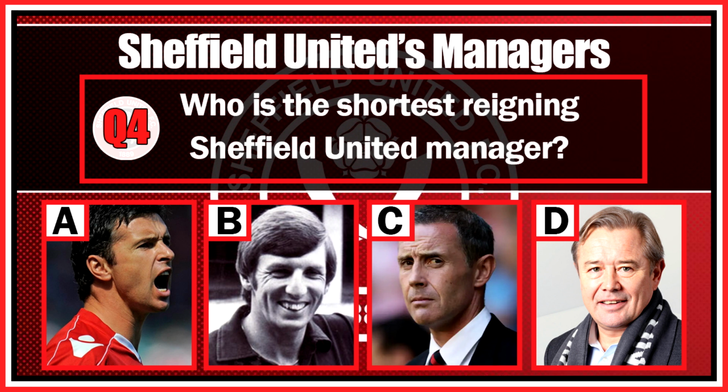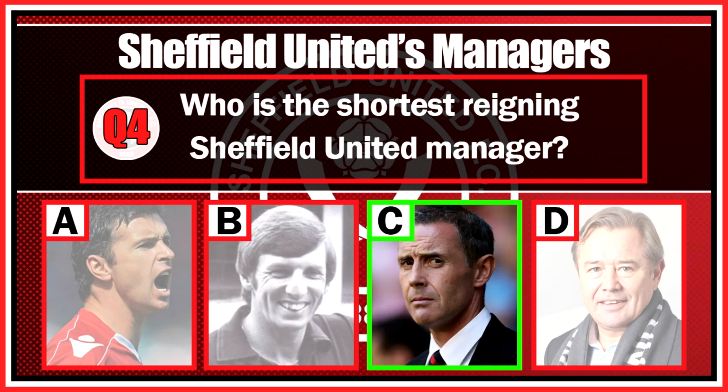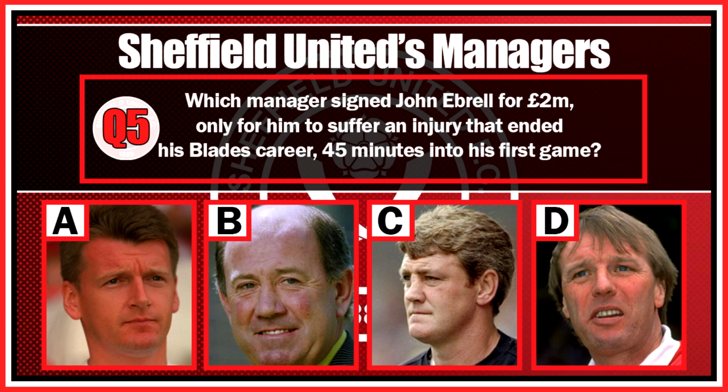In question 4, I asked you, who is the shortest reigning Sheffield United manager? Was it A, Gary Speed? Was it B, Martin Peters? Was it C, David Weir? Or was it D, Adrian Heath? And the answer was C, David Weir. David Weir was the Blades manager between the 10th of June and the 11th of October in 2013. He only managed the club for 13 games, winning 1, drawing 2 and losing 10. And he had a win percentage of 7.69%.